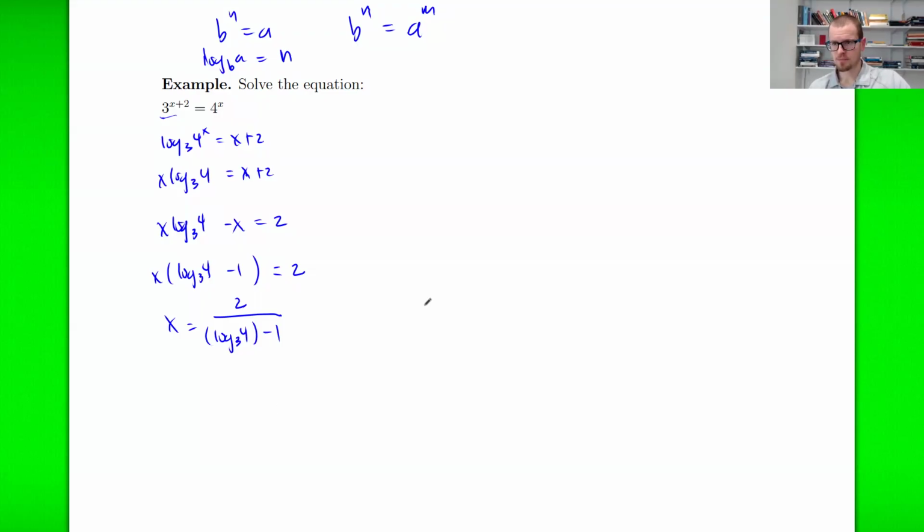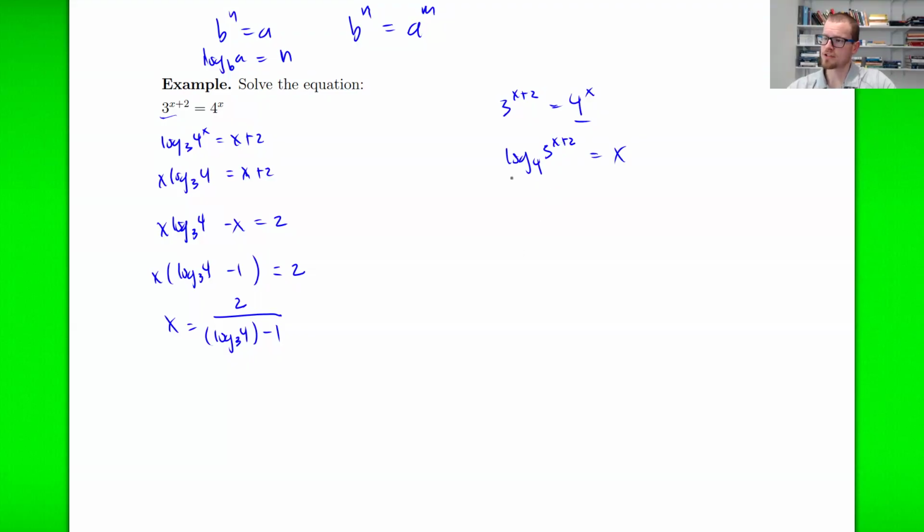All right. So we chose 3 as our base, and 4 to the x was our number on the other side. We could have alternatively chosen 4 as our base and 3 to the x plus 2 as the number on the other side. So 3 to the x plus 2 is equal to 4 to the x. If I were to choose 4 as my base, I would write this as logarithm base 4 of 3 to the x plus 2 is equal to the power on 4. Again, when we rewrite, it's logarithm base 4 of the number, and it's equal to the power.